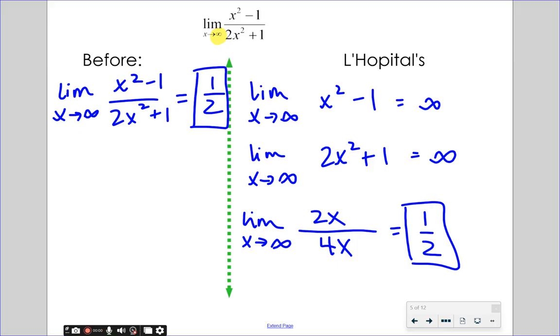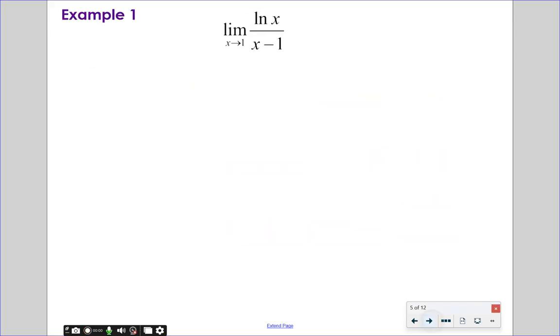Wait, I'm confused. How did you go from the infinities to the 2x? This is just saying I can use L'Hopital's rule because I got infinity over infinity. This one is where you do the derivative of the top over the derivative of the bottom. Okay? All right, so now we're going to do probably 4 different types of problems, and we are just going to choose whatever method we think will be fastest. We're not going to do it 2 different ways every time.